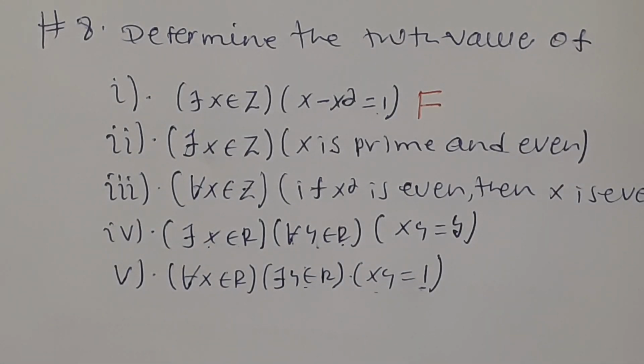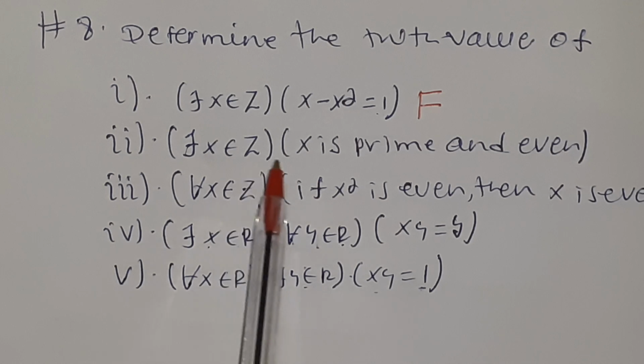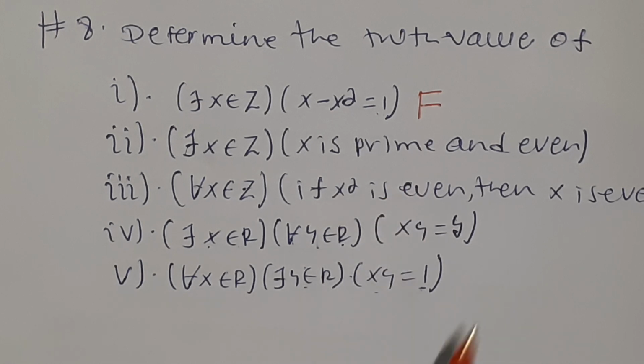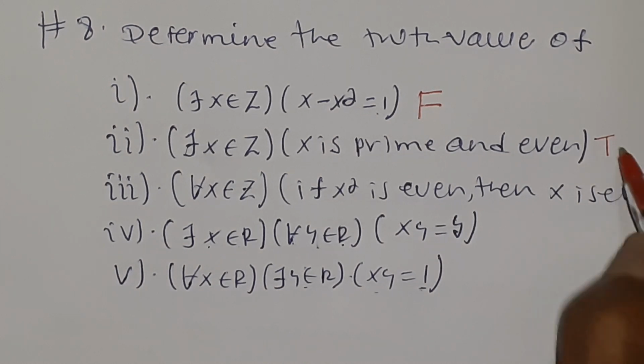Similarly, the second one says there exists at least one integer x such that this integer is both prime and even. Therefore, similar to the first one, this will be true only if we can get at least one integer x which is prime and even at the same time. So in this case, the truth value for this one is true.